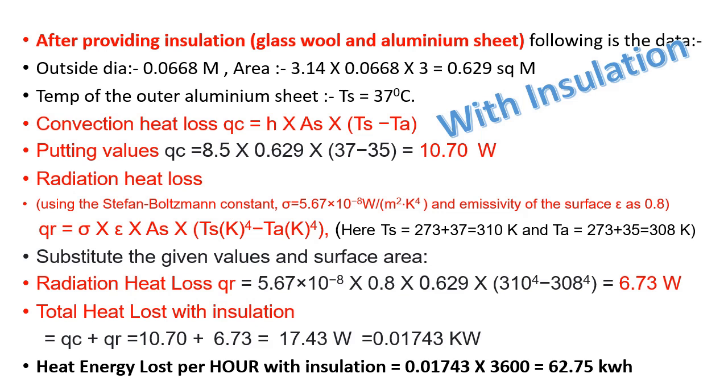The radiation heat loss, again we use the same Stefan-Boltzmann constant and the same formula. The emissivity we take as 0.8. So it comes out to be only 6.73 watts, the radiation heat loss. So the total heat lost with insulation would come to around only 0.01743 kilowatt, and the total energy lost per hour with insulation, multiplied by 3600, would be 62.75 kilowatt hours per hour.